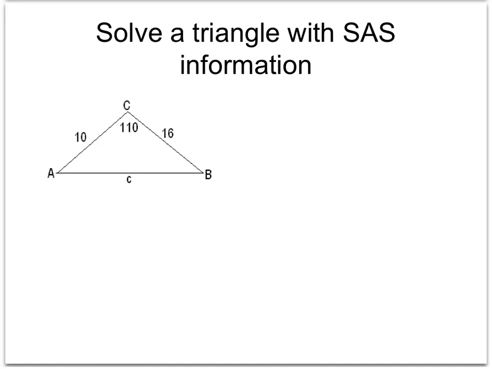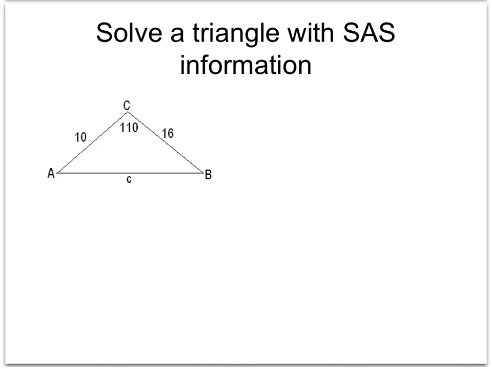Now we're going to start solving triangles. Here's an example of a triangle that has what we call SAS information. Basically, that means you're given two sides and an angle in between them. Whenever you have an SAS triangle, you're going to use the law of cosines to help you finish solving it.